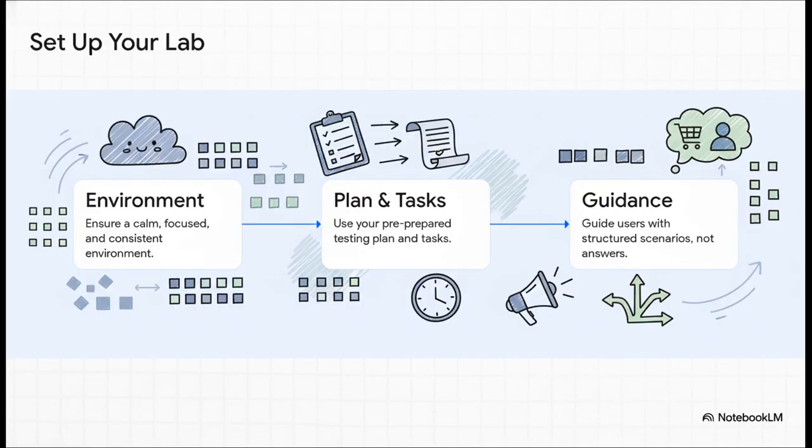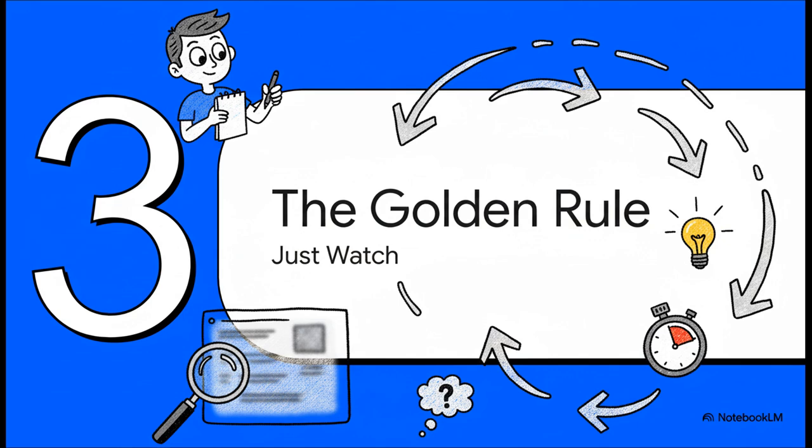So how do you set this lab up? It's really just three simple steps. First, the environment has to be calm, focused, and the same for every single person you test with. That way, your data is actually reliable. Second, you have to stick to your plan. Come prepared with a script and a clear set of tasks to keep everything on track. And third, and this one is absolutely crucial, you guide users with scenarios, not answers. You never say, "click the big blue button." Instead, you say something like, "okay, show me how you'd add something to your shopping cart." Big difference.